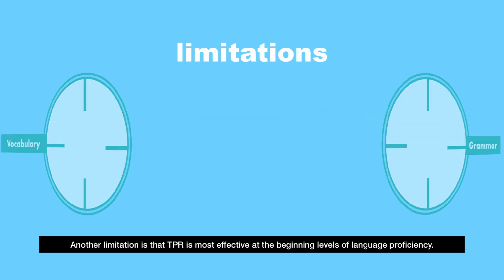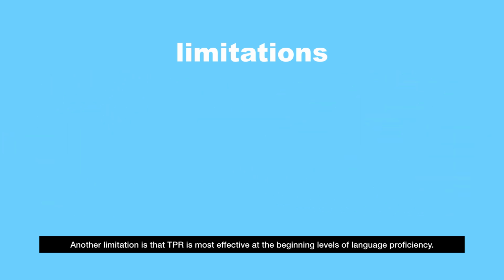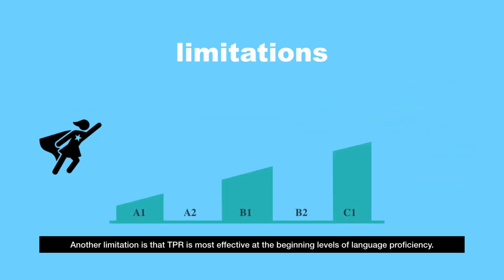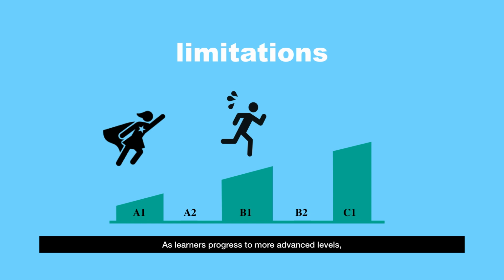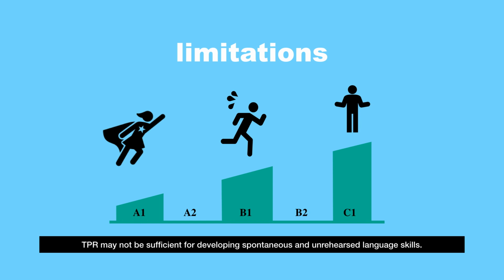Another limitation is that TPR is most effective at the beginning levels of language proficiency. As learners progress to more advanced levels, TPR may not be sufficient for developing spontaneous and unrehearsed language skills.